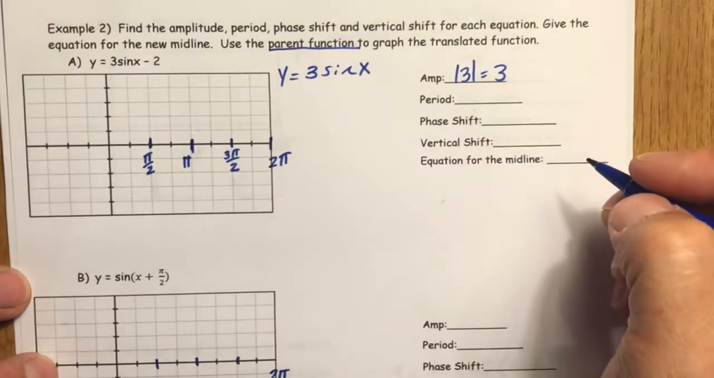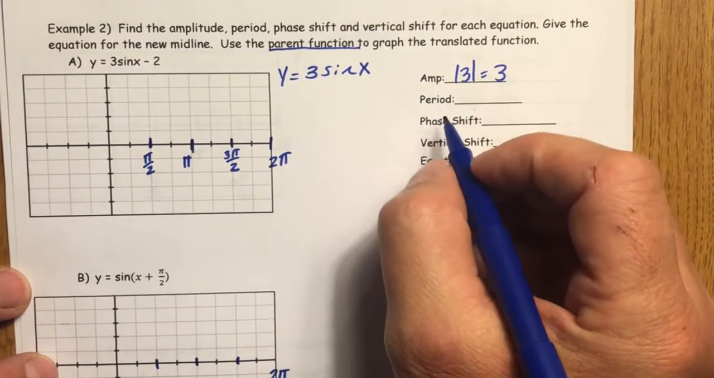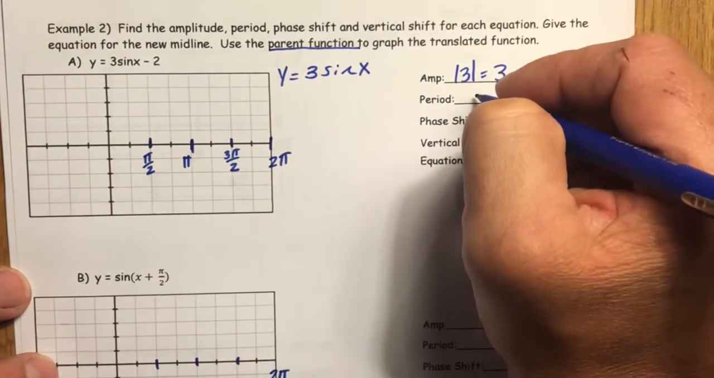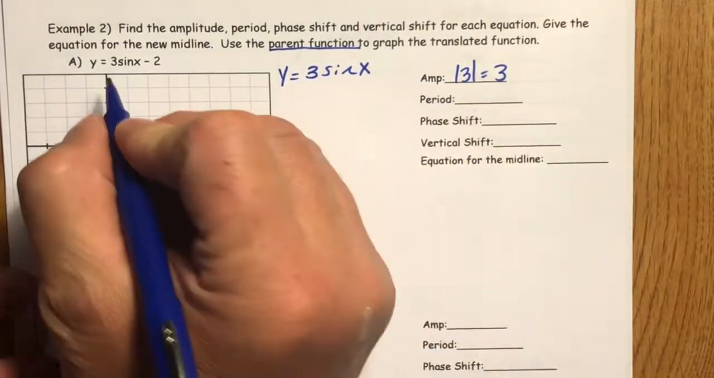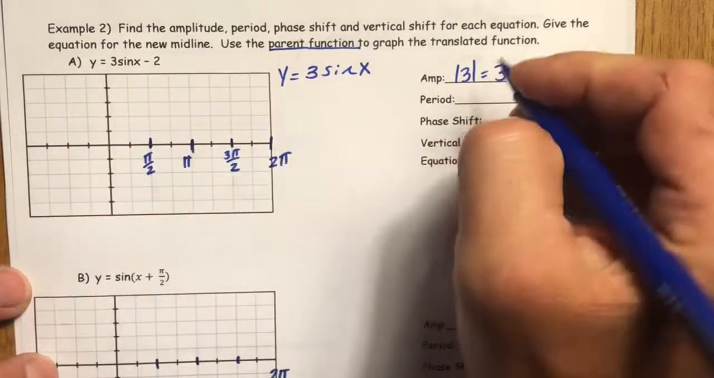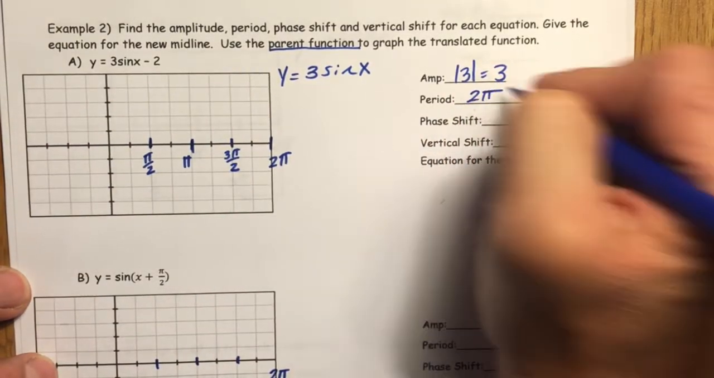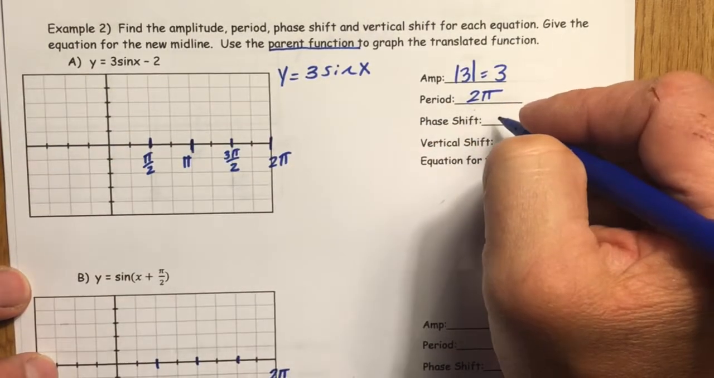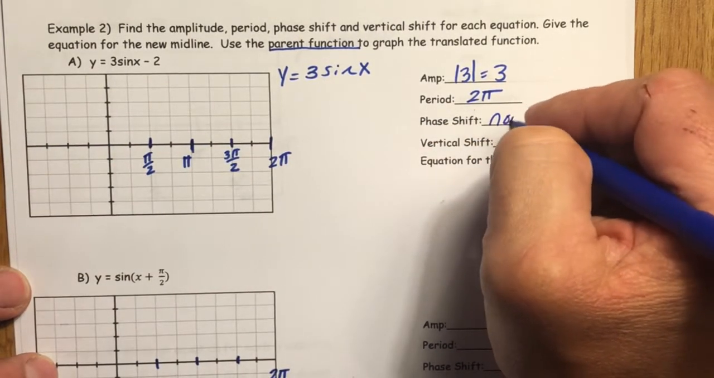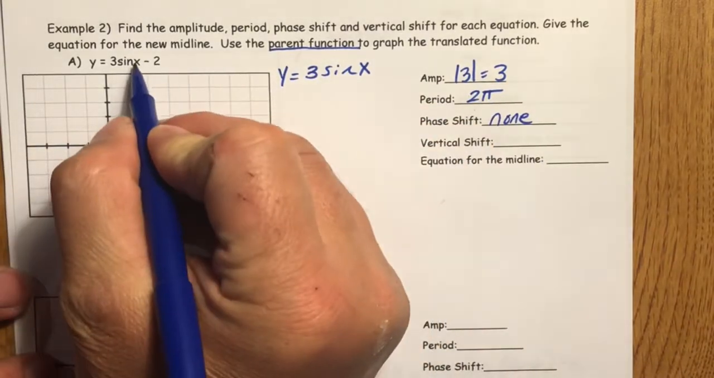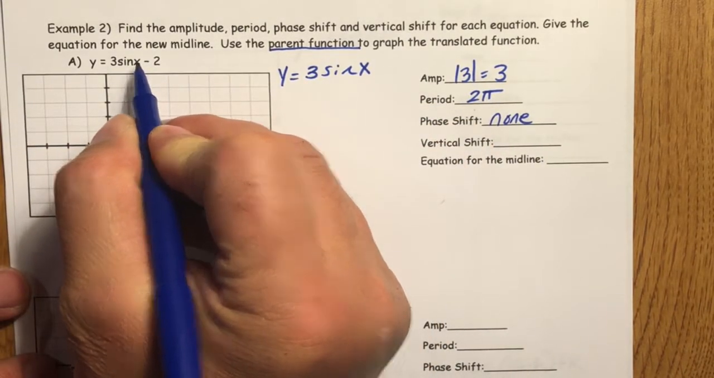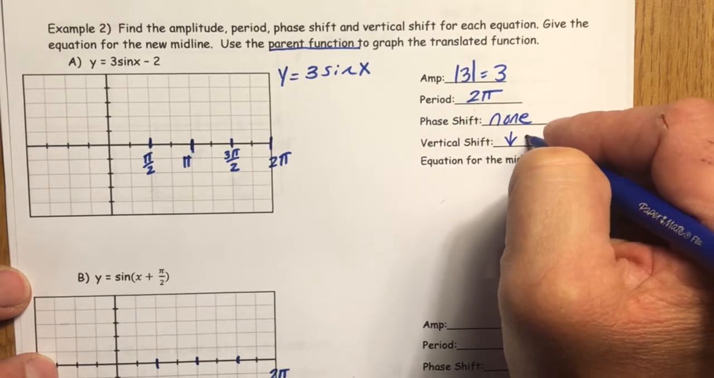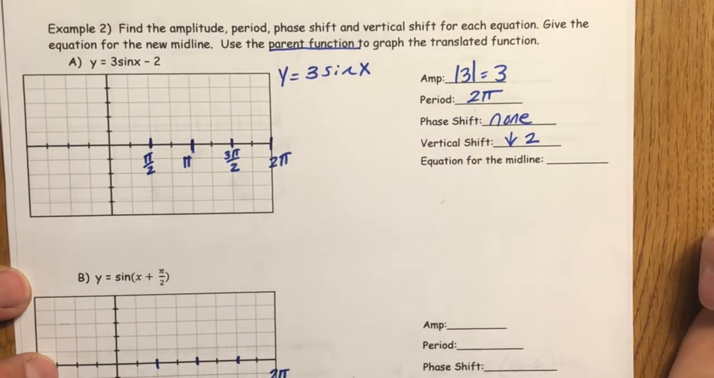The period, remember the period is 2 pi over b, and in this case, b is 1. So my period would just be 2 pi. My phase shift, I don't have a phase shift. There is none. There's nothing in parentheses here, so I'm good to go. Vertical shift looks like I'm going to go down 2 units.